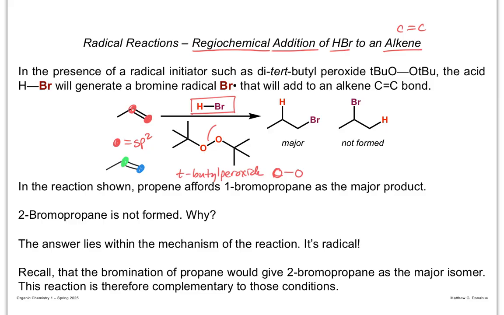So if I put the colors back in, I want that one to be green, and the other one to be blue. How can we explain why the major product is formed that way? When I talked about classifying halogens, I would say that is a primary bromide, and then this is a secondary bromide. So we get 1-bromopropane as the major product.